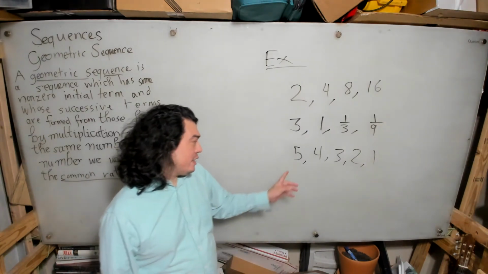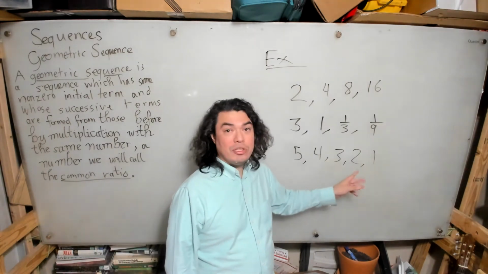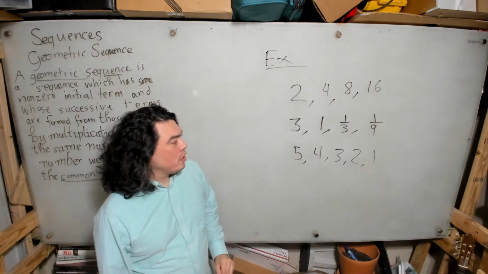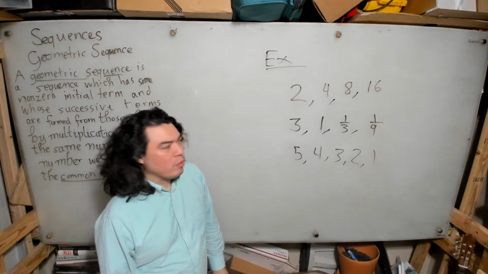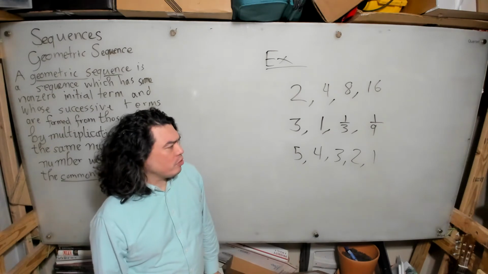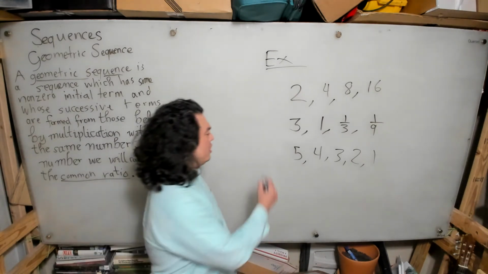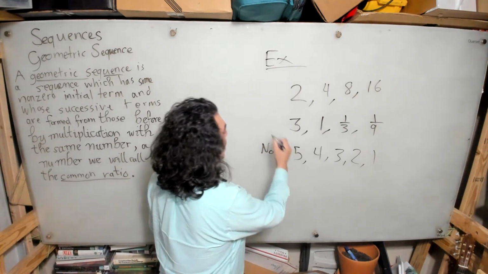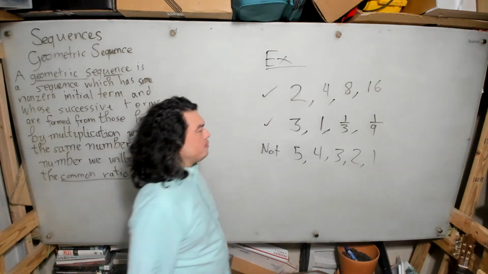In fact, you can see that I'm subtracting 1 each time, so this is actually an arithmetic sequence, right? Of course, later we'll look at it more carefully. We'll look at a more systematic way we can find out if it's a geometric sequence. But this one is not a geometric sequence, and these ones are geometric sequences, okay?